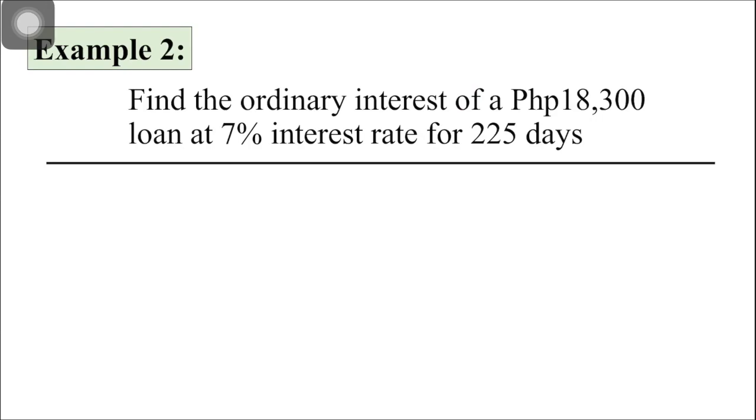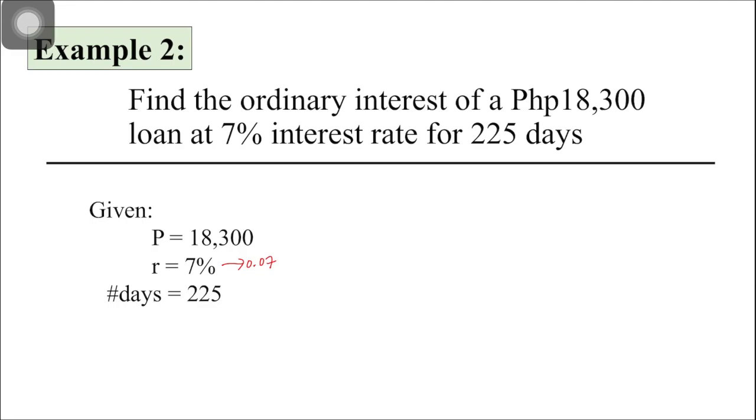So what's the principal there? The principal is 18,300. Your 7% is the rate, or the interest rate, and 225 is the number of days. So given your P is 18,300, your rate is 7%, so that's 0.07. The number of days is 225 days.